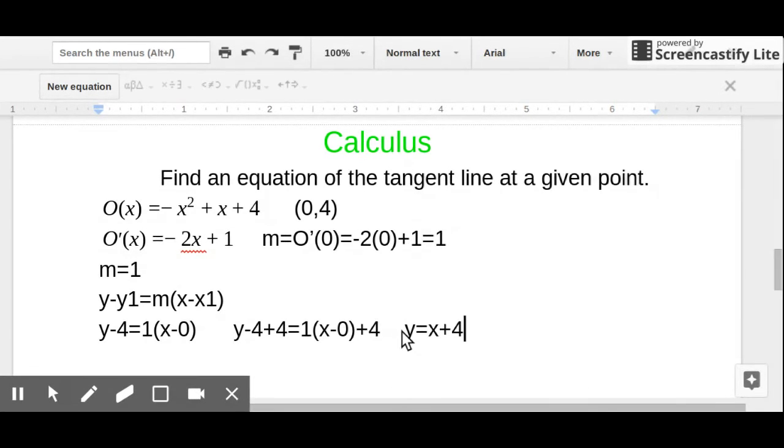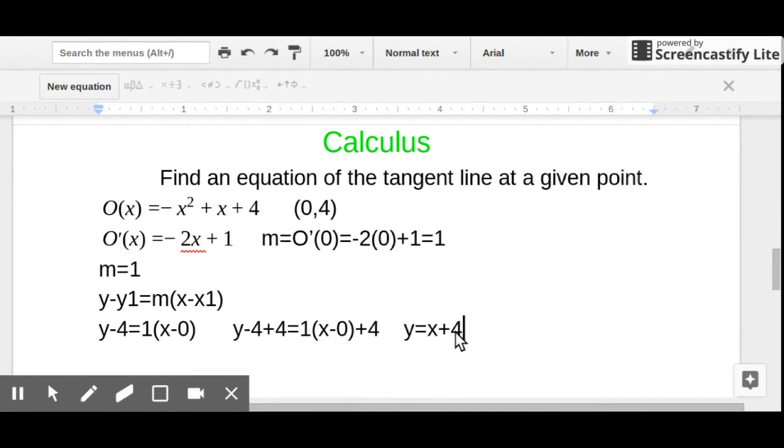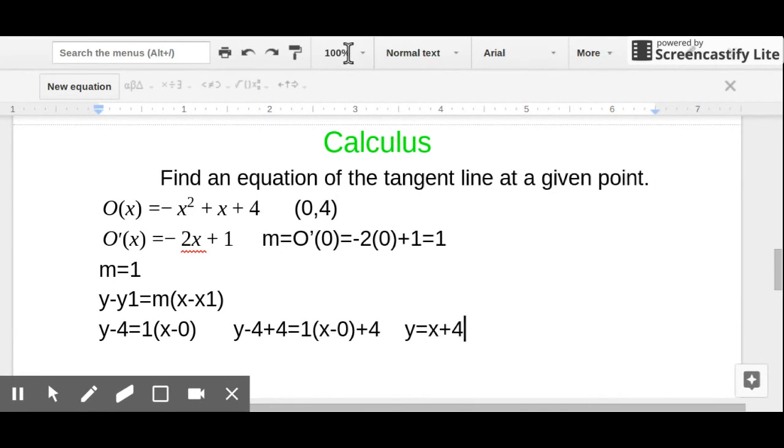So as you can see here, this is the equation of the tangent line. That was the goal, to find that. Y is equal to x plus 4. Let's go to the graph.